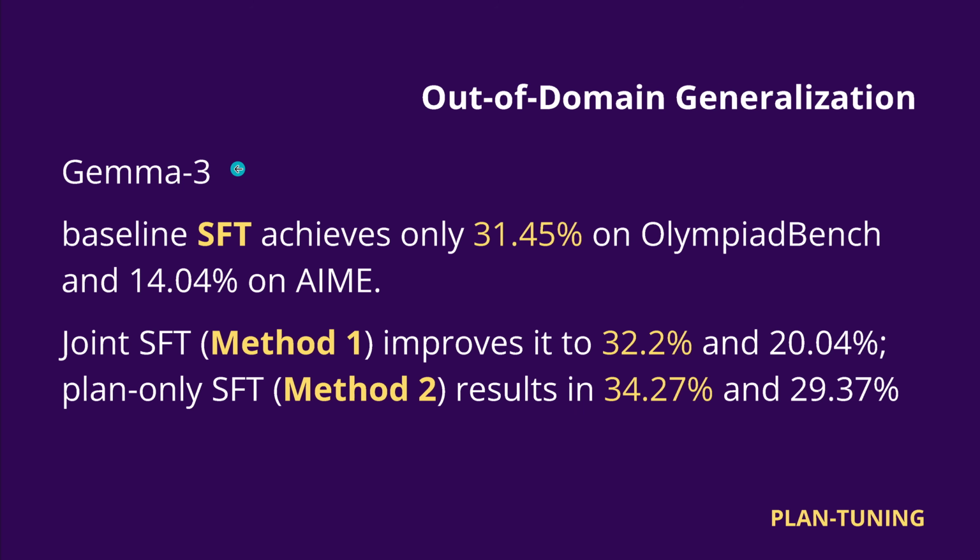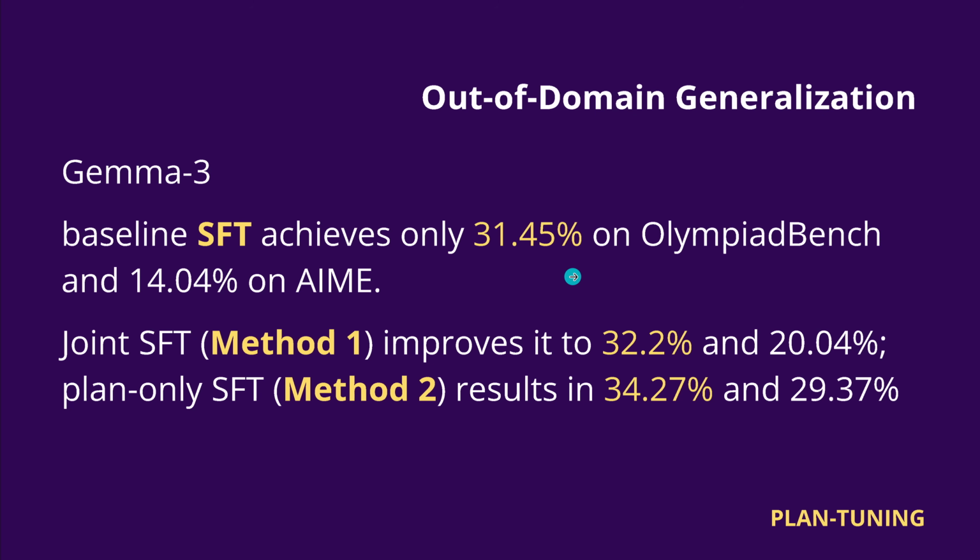Gemma 3, a small little language model if you want, out-of-domain generalization capabilities. Gemma 3 supervised fine-tuning: the baseline, the vanilla supervised fine-tuning, achieves on the Olympiad Bench benchmark 31%. Method 1, the joint supervised fine-tuning that I showed you, goes from 31.4 to 32.2. And the plan-only method, the M2 methodology of supervised fine-tuning, where we just focus on the plan only, wow, it even improved further to 34.27.